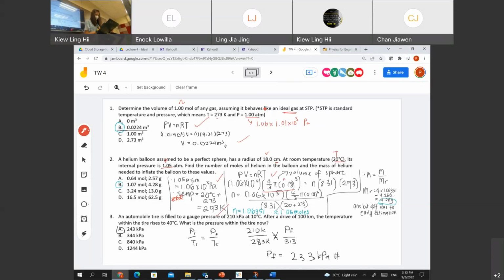So 1.06. And finding the mass, use your molar mass, 4.26. So find the nearest one. The assumption is different because here it is using 1.013 times 10 to the power of 5, and the conversion to Kelvin is 273.15, but it's okay, around that.